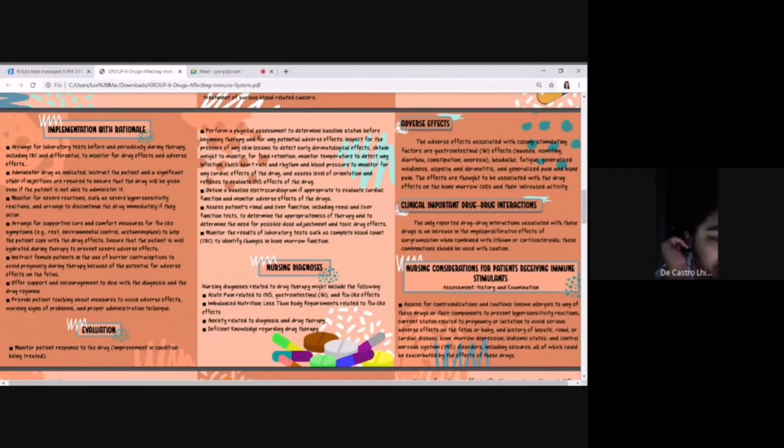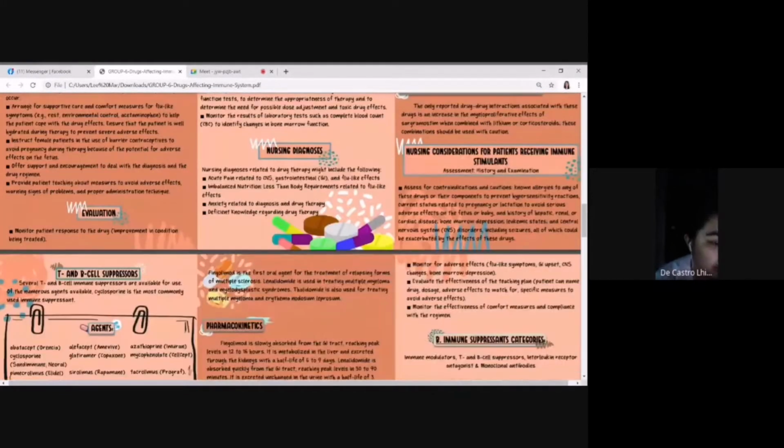Next are the nursing considerations for patients receiving immune stimulants. First, assess for contraindications and cautions: known allergies to any of these drugs or their components to prevent hypersensitivity reactions, and current status related to pregnancy or lactation to avoid serious adverse effects on the fetus or baby. Next, perform a physical assessment to determine baseline status before beginning therapy and for any potential adverse effects.